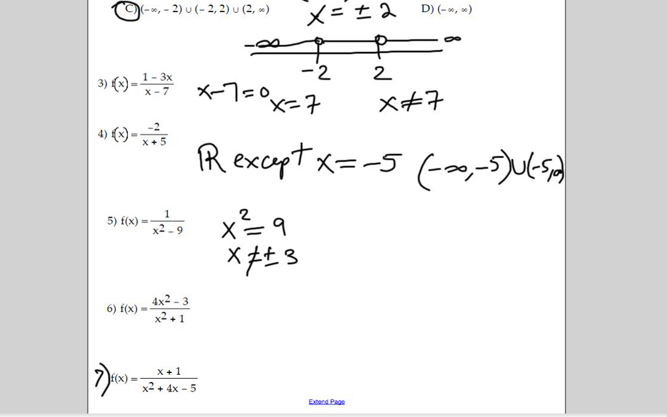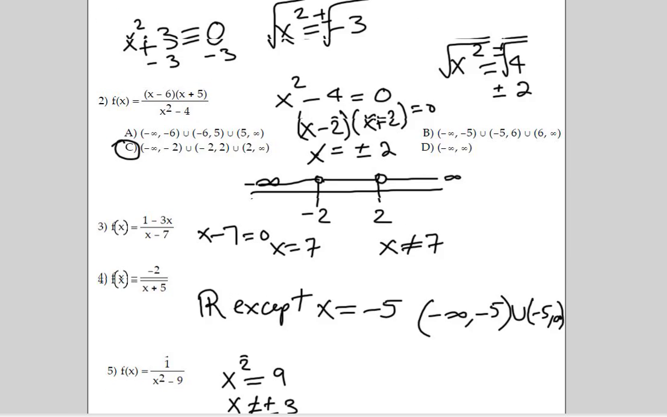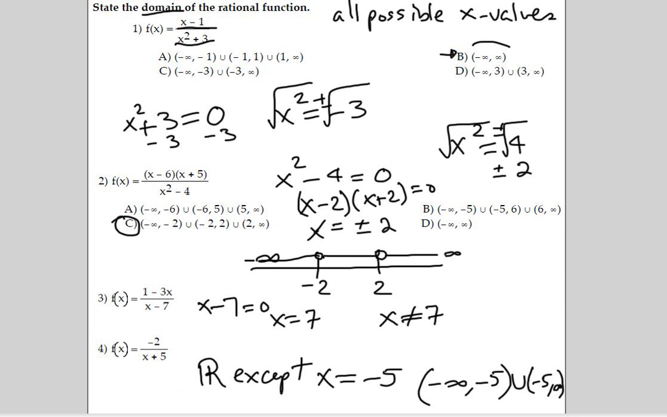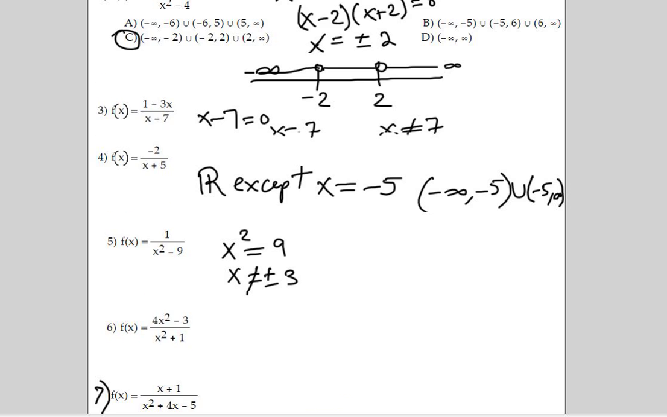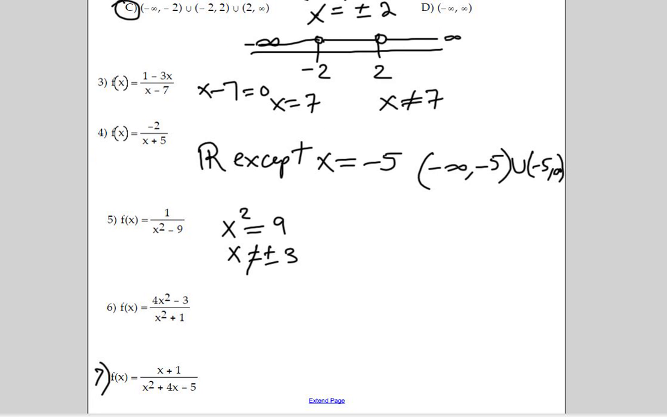Number 6 is very similar to number 1. You see the denominator in number 1 is x squared plus 3, so that can never be negative. Well, same thing with x squared plus 1. X squared plus 1 is always positive. So this is all real numbers. Or you could say from negative infinity to infinity in interval notation.